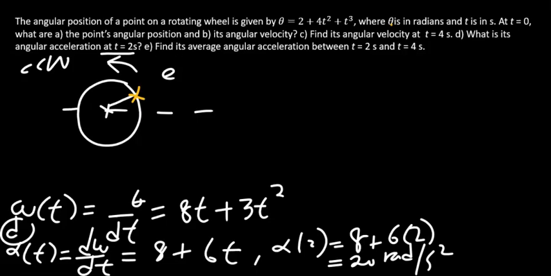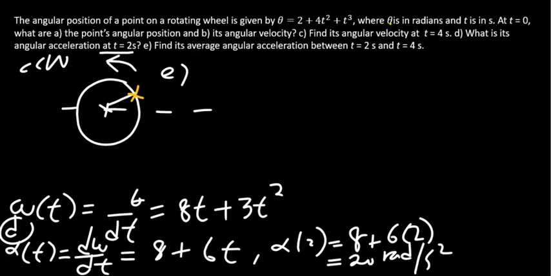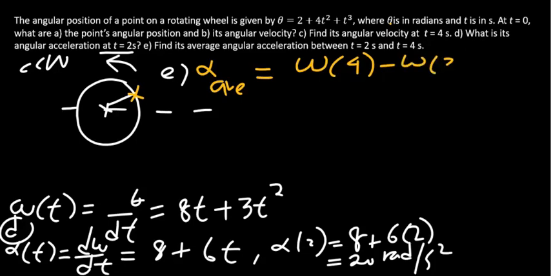Now let's look at part E. Find its average angular acceleration between t equals 2 and t equals 4 seconds. The expression for average angular acceleration is given by the following: the value of the angular velocity at t equals 4 minus the value of the angular velocity at t equals 2, divided by the time interval 4 minus 2, which is 2 seconds.